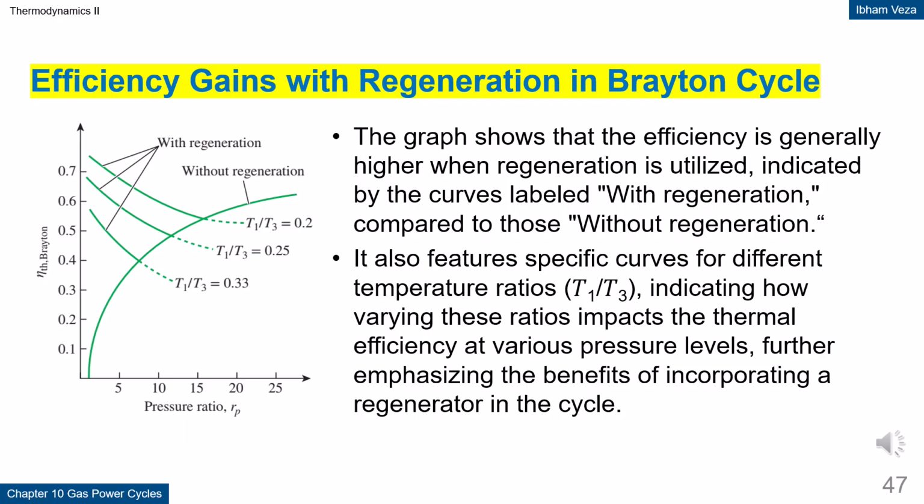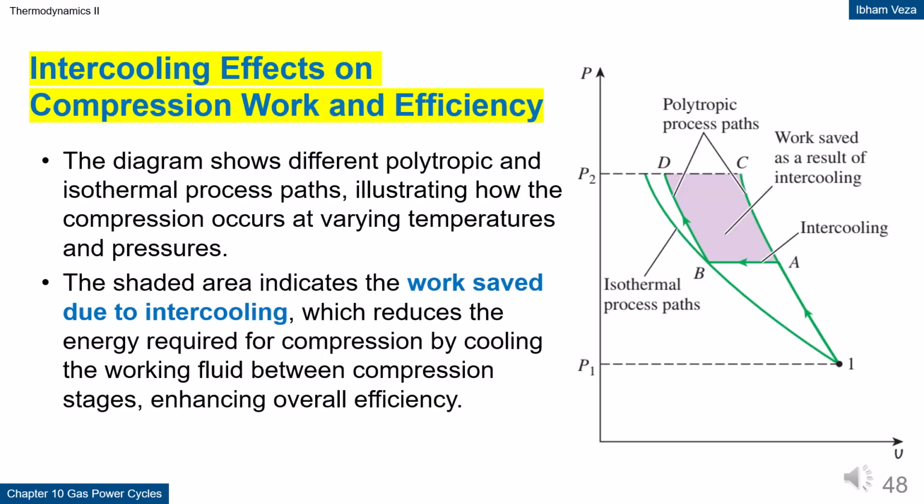The curves also show that the ratio between minimum and maximum temperatures affects how much benefit regeneration provides. This means regeneration is most effective when there is a sufficiently large temperature difference between the exhaust gases and the compressed air. In design, this condition must be considered for the regenerator to work optimally.